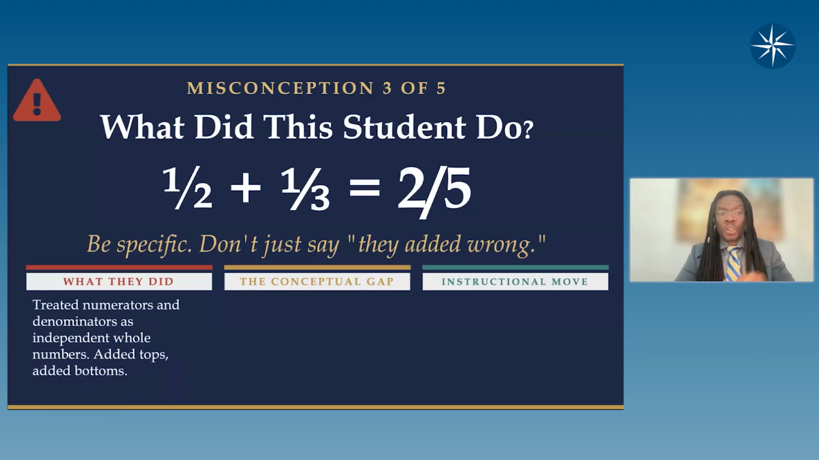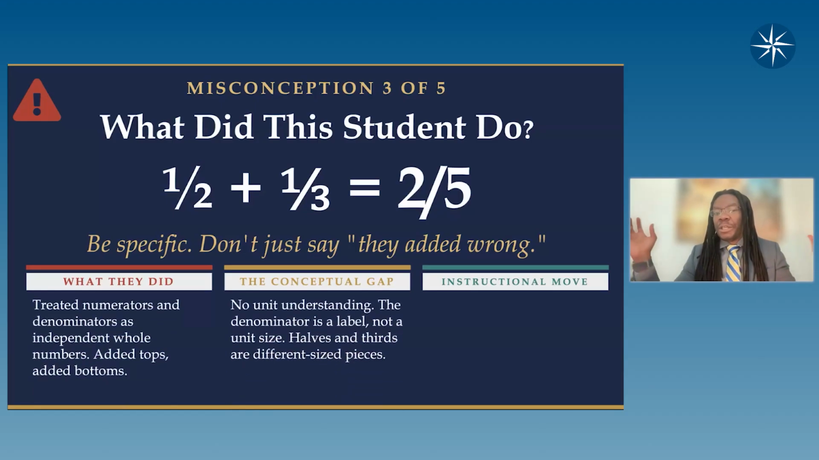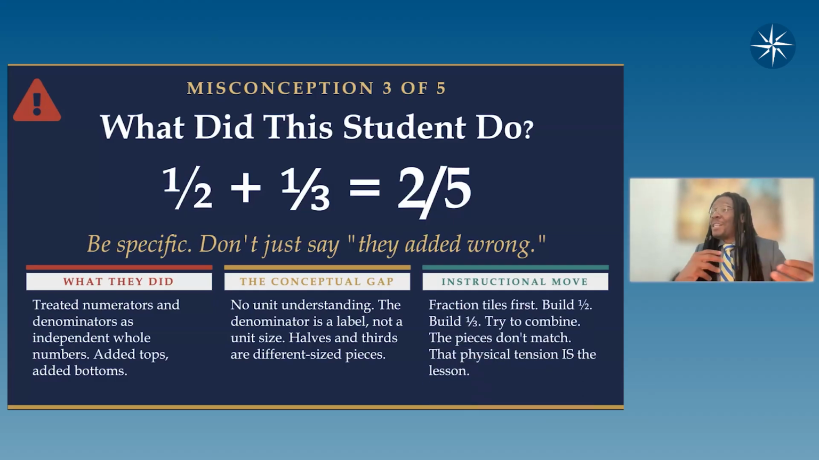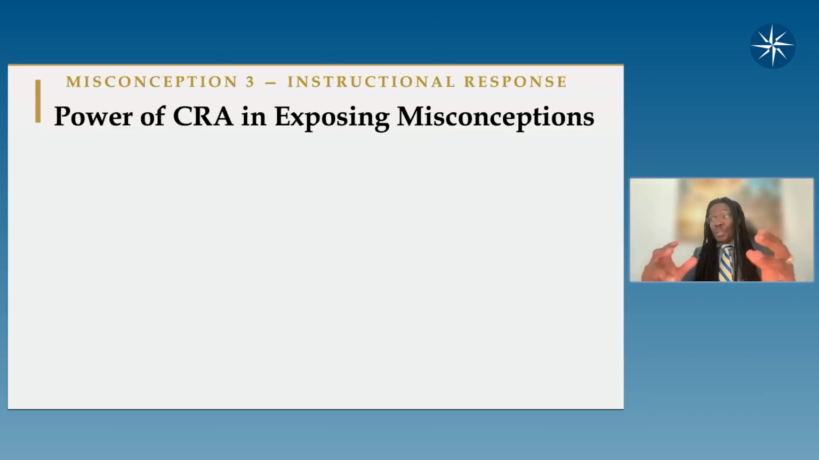Let me show you. So the child treated numerators, they overgeneralize. No unit understanding, do not understand magnitude of numbers, and to put things together in terms of fractions, they must be the same size. What's the instructional move? Your fraction tiles, grab those fraction tiles off the cabinet, bring them to the table. Let's show you how that would work. So this is the power of CRA. So we're going to just do the C. We could do it with the R as well because we'll just be drawing what we are building.